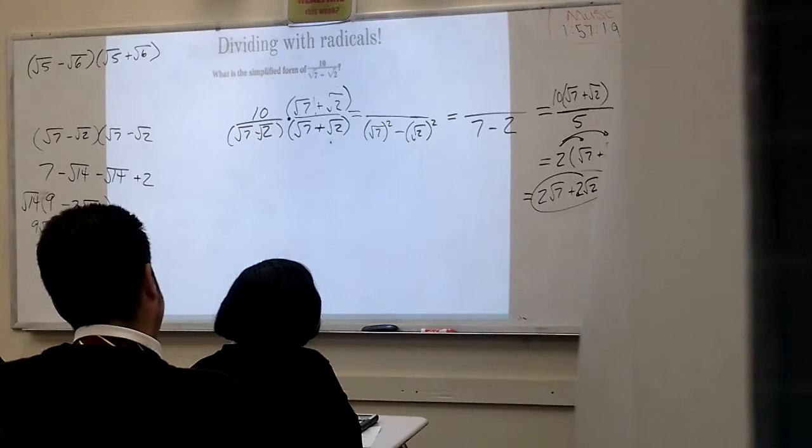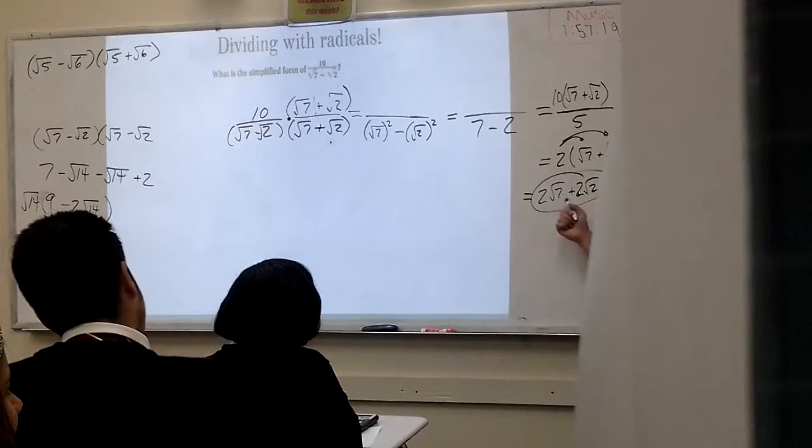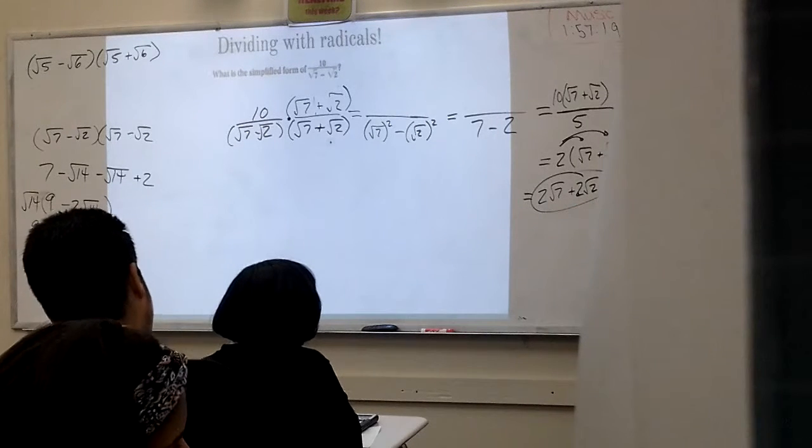And we are done. That's your answer. Can I combine these two? No. Square root of 7 and square root of 2? That's it.